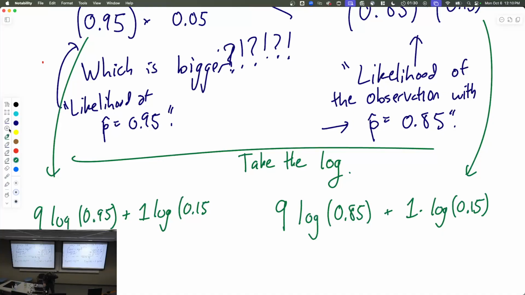No, 0.95 and 0.05. Okay, and this is called the log likelihood. 0.05. Okay, so that's the log. This is the log likelihood.